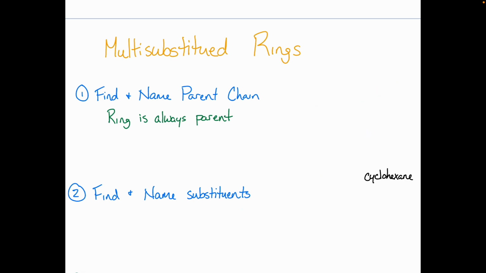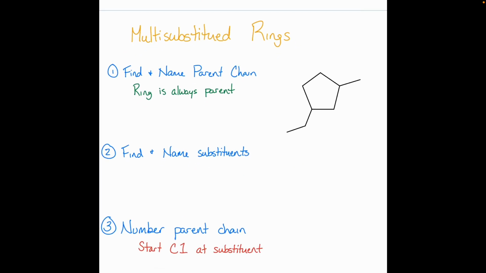So let's take another example here. We'll do a pentagon. I want you to do these first 2 steps for me. Find the parent, name the parent, find the substituents, name the substituents.